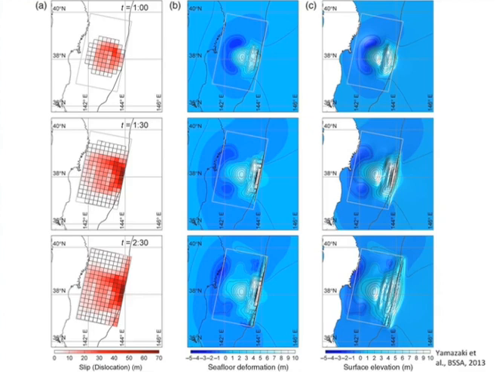This is how the earthquake started. This is at 30 seconds, 1.5 minutes, 2.5 minutes. This is the area that was slipping on the fault. So the darker red has got 50 to 60 meters of slip.